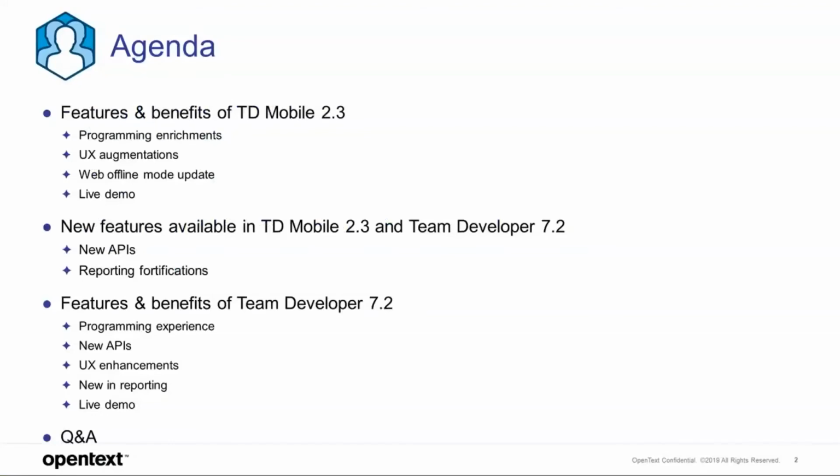So here's the agenda. There are three sections today. First, the features and benefits of TD Mobile 2.3, like programming enrichments, UX augmentations, and web offline mode update. Then we will be talking about features that are available in TD Mobile 2.3 and Team Developer 7.2, like many new APIs and reporting fortifications. After that part, Gary will do the TD Mobile live demo. And then I'm going through the features and benefits of Team Developer 7.2. We'll see the new programming experience, new APIs, UX enhancements, new in reporting, and then again a product live demo.